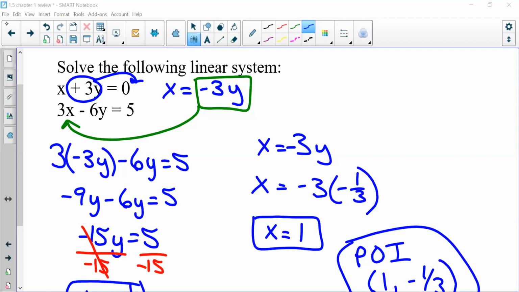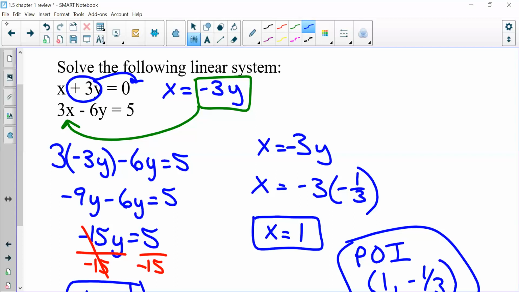Probably it didn't really matter because isolating that was so quick. So really it just depends on which steps you can work with. If you're concerned you're going to make an error when you rearrange, then don't just jump right to substitution. I mean, right to elimination.